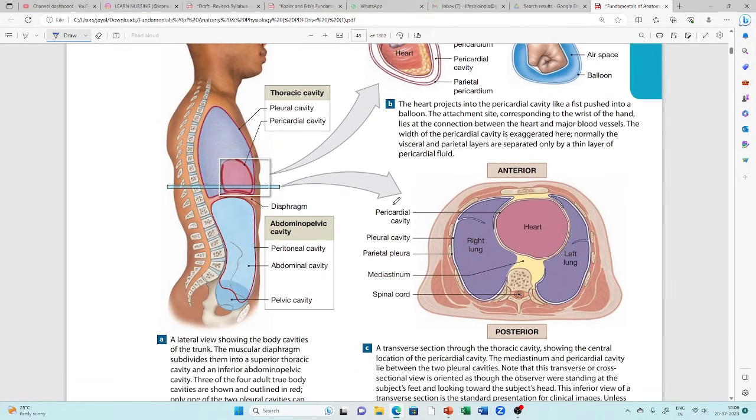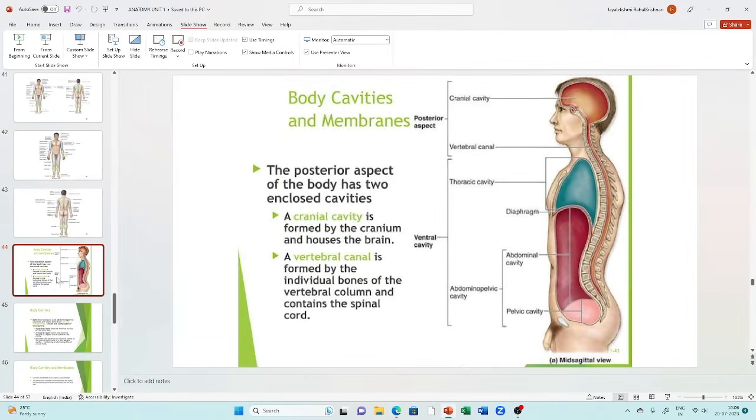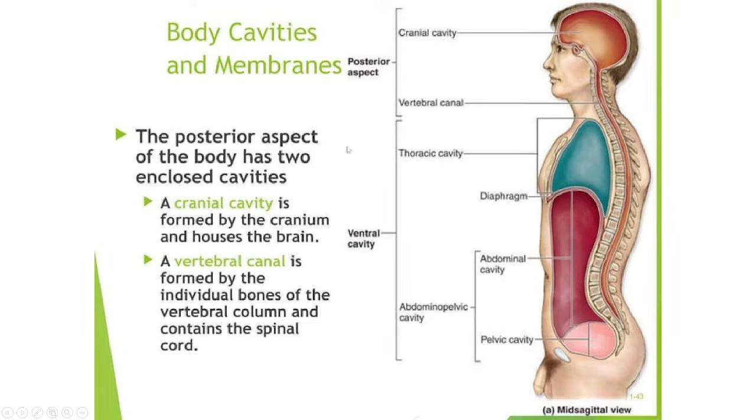Next we will see different cavities, anterior and posterior and all, you know. Here you can see, first you should know some cavities. Cavities means some spaces in our body, and these spaces are covered with different types of membranes. Just to have an idea about that.